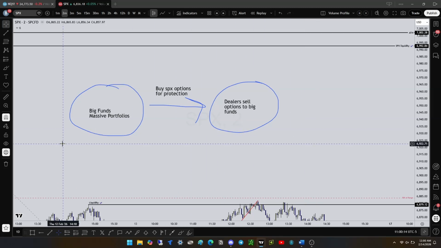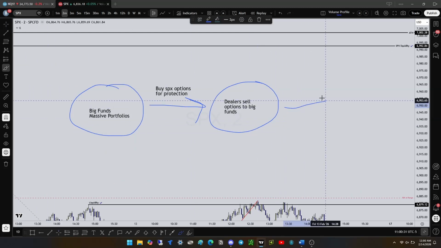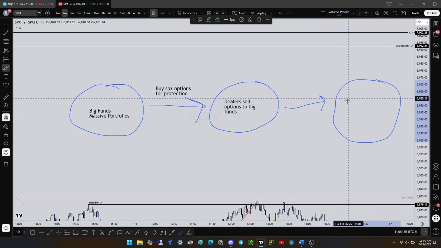The big funds, they want the value of their portfolio to increase over time, over decades. They buy the protection of options. The dealers are happy to sell them the options, but they almost immediately want to hedge that risk. So what do the dealers do? The dealers, they go over to the futures market.